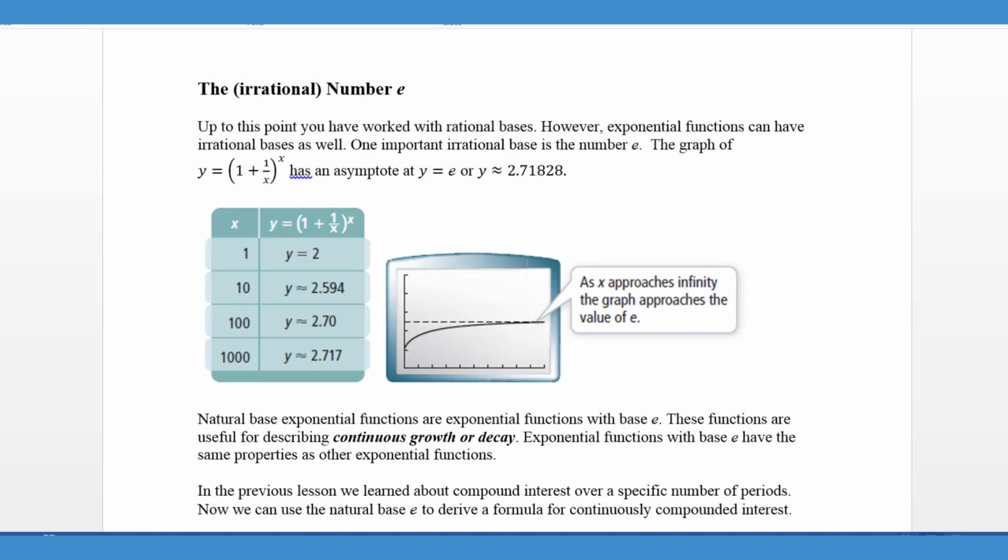So the next type of exponential function that we need to work with is a function that actually has an irrational base as opposed to a rational base. So everything that we've dealt with up until this point has been with 2 to the x power or some other base to the x power.